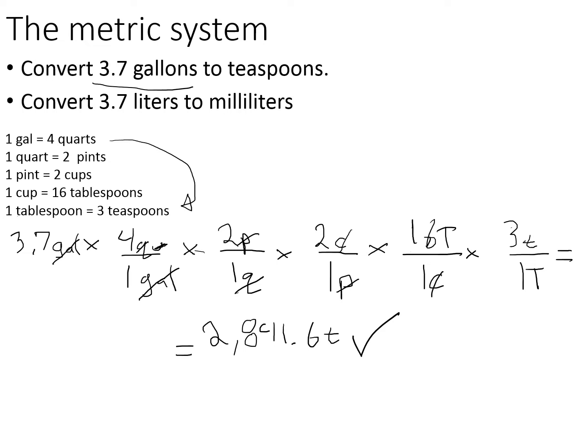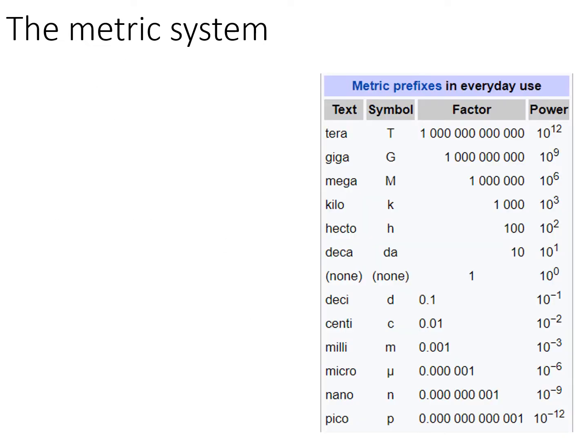So let's go back to this other problem. 3.7 liters to milliliters. I managed to delete that question. 3.7 liters equals how many milliliters? Okay, so let's take a look at these root words over here. The standard unit is going to go here, and I'm going to use just liters, for example. So if we have 1 liter, then there are all of these root words over here.